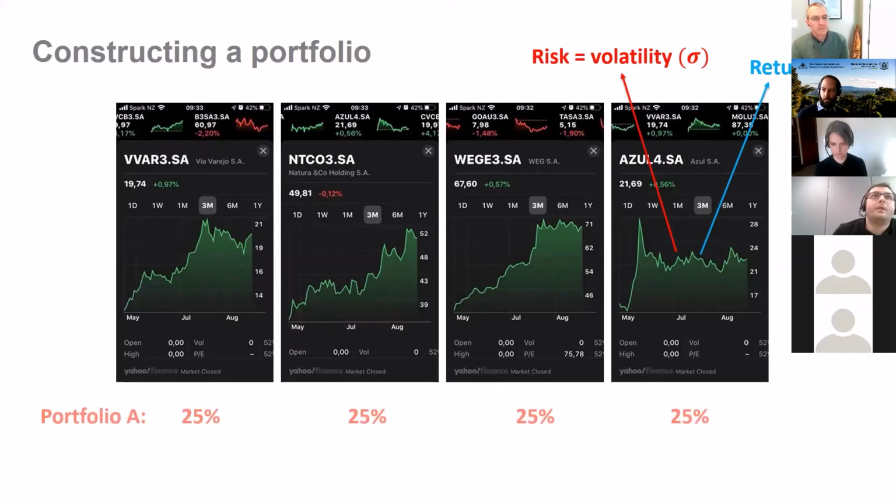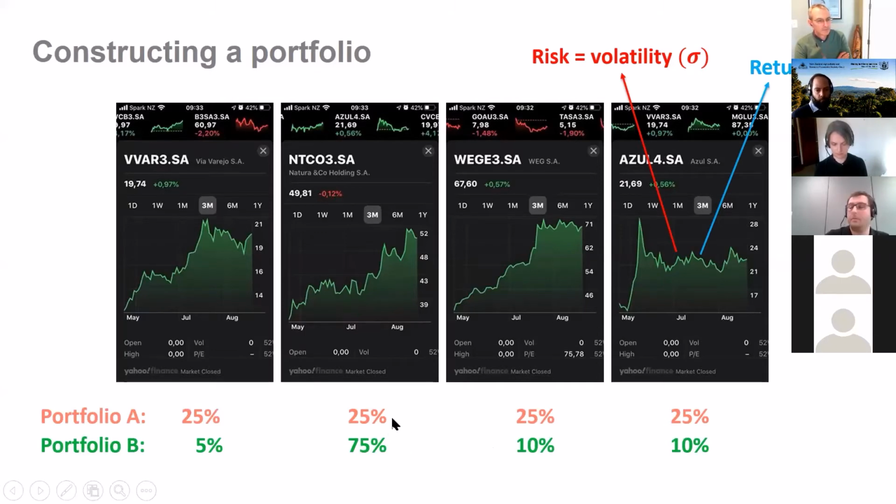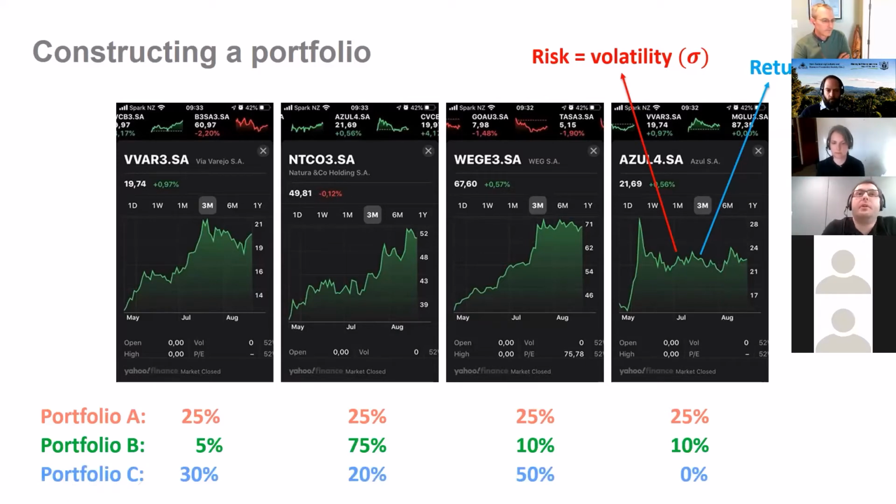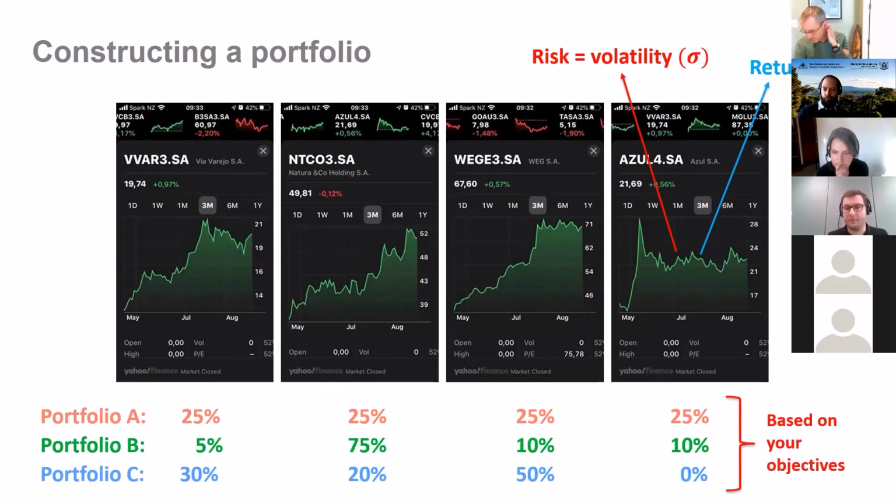So you could look at the stocks and come up with a portfolio where you have equal parts distributed across these 4 options, or you could emphasize a specific option here. Or you could have even a third type of portfolio where, even though you have 4 options to choose from, you actually decide to go with 3 of them. It doesn't really matter, right? So what is really going to help you define how your portfolio should look is your objectives, right?